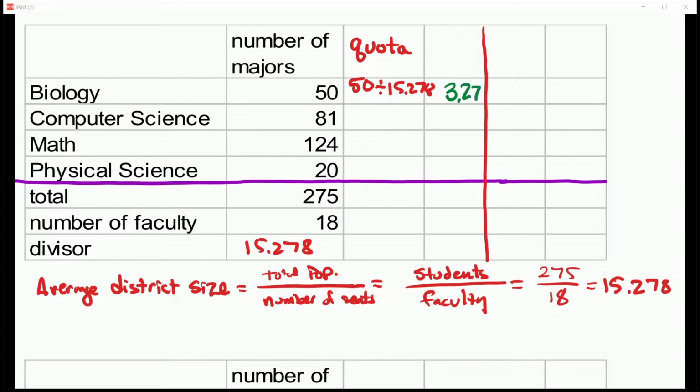Now we're going to do the same thing for the other three departments. You could do this, because I'm not the only one with a calculator. So why don't you go ahead and do that. Divide 81 by 15.278, and you'll get the quota for computer science. And do the same thing for the others.